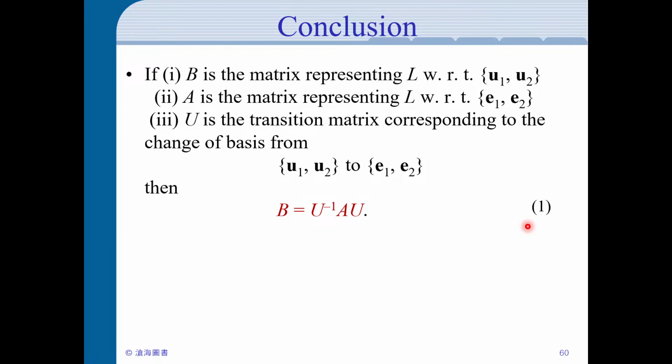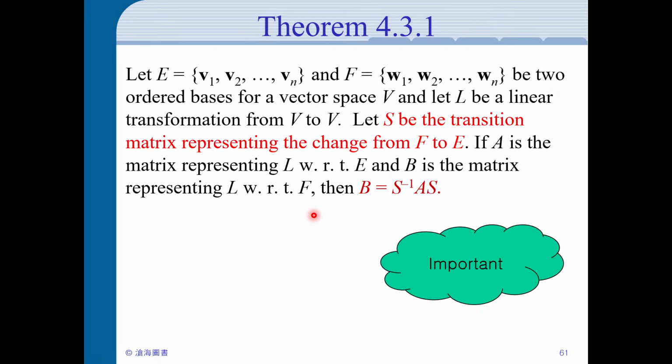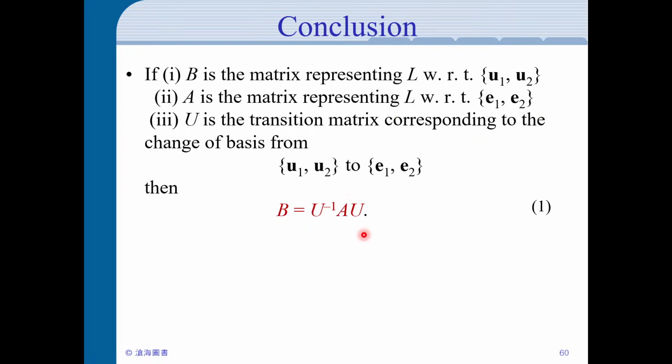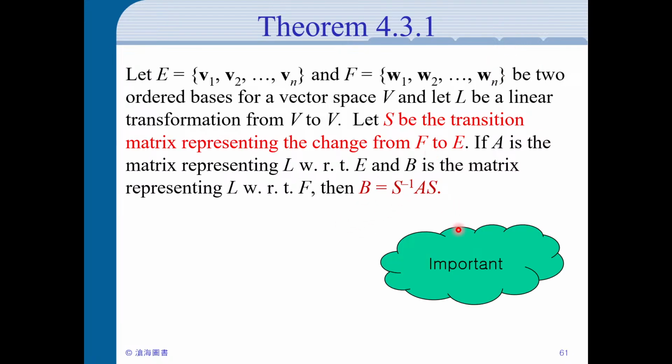If B is a matrix representing L with basis U1, U2, and A is in the standard basis, let U be the matrix that just lists U1 and U2, and B equals U minus 1 AU. We do this in R2, but you can easily see that it generalizes to Rn. You just list more U's. You list all your basis elements in this U, and actually you change the name to S.